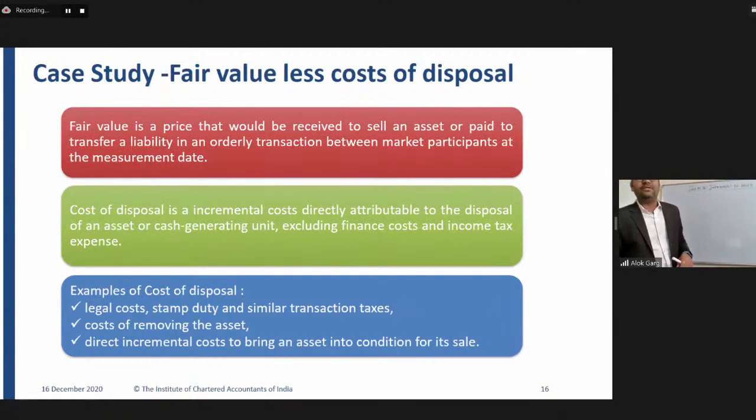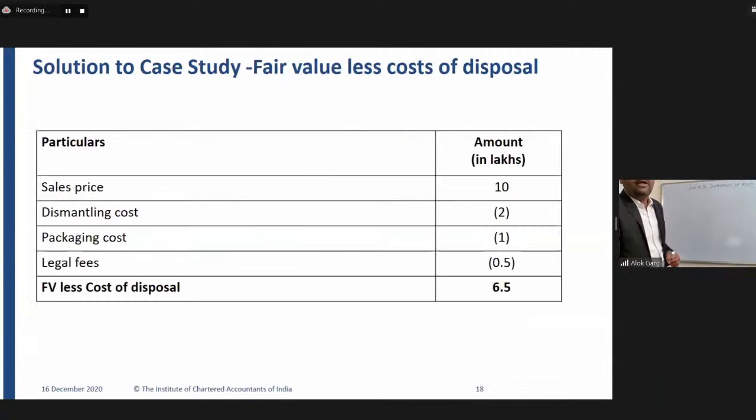Then we also discuss the meaning of fair value less cost of disposal. Fair value definition is as per Ind AS 113, and cost of disposal is an incremental cost directly attributable to the disposal of an asset or a cash generating unit, excluding finance cost and income tax expense. Example: legal cost, stamp duty, similar transaction taxes, cost of removing the asset, and directly incremental cost to bring an asset into condition for its sale. We have also done a case study where valuation fee was not part of this cost, and the remaining items were part of the cost of disposal.